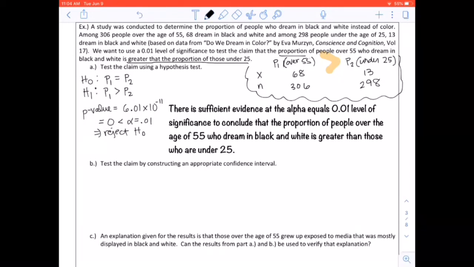So the next part, part B, says to test the claim by constructing an appropriate confidence interval. So again, we're going to draw our normal curve. And for this test, we are dealing with a right tail test. And so our right tail is going to be equal to alpha, and alpha is going to be equal to 0.01.